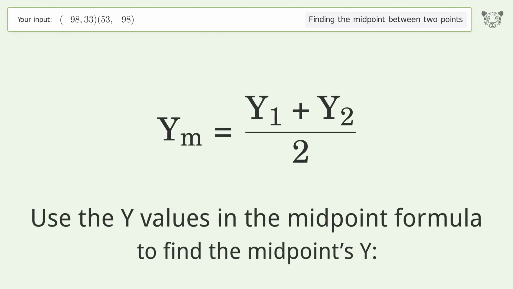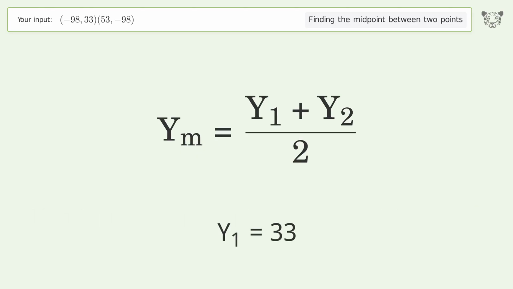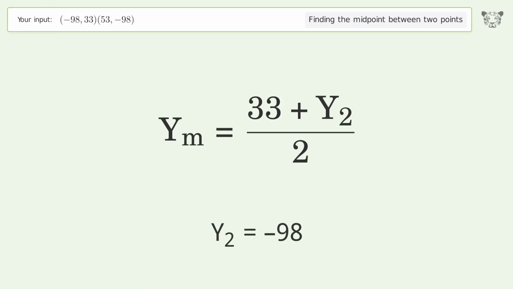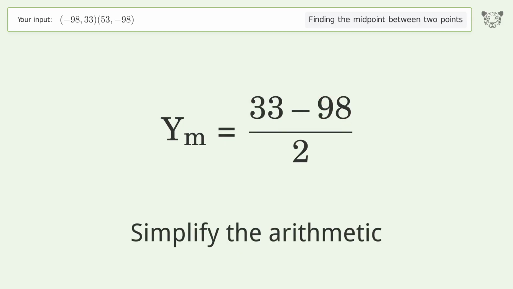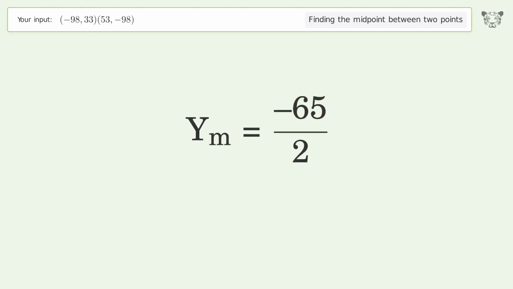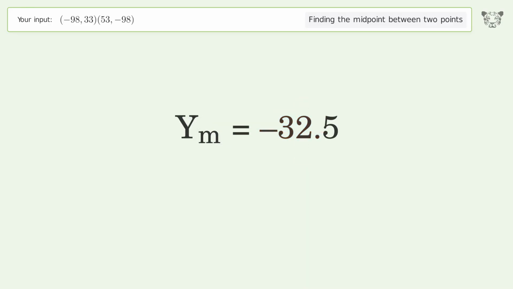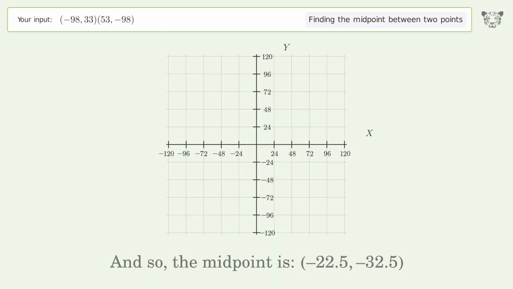Use the y values in the midpoint formula to find the midpoint's y. y1 equals 33. y2 equals -98. Simplify the arithmetic. And so, the midpoint is -22.5, -32.5.